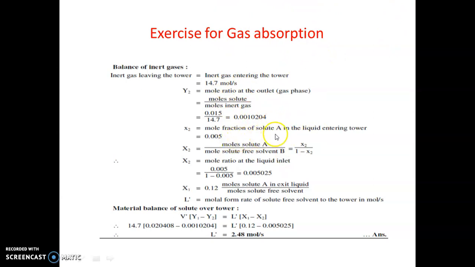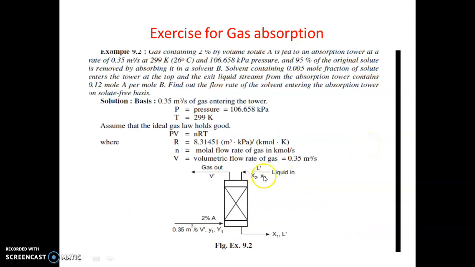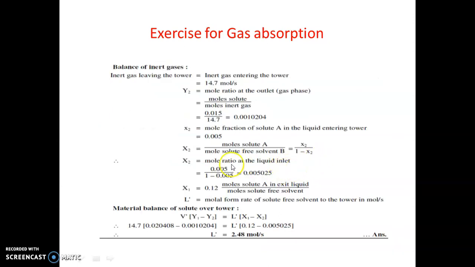X2, that means the mole fraction of solute A in the liquid entering the tower. That means from here, there is some A mixed with the solvent. So that we have to take into account. So this is the small x2. And from this small x2 we can calculate capital X2. That means the mole ratio. So x2 upon 1 minus x2 gives the value of capital X2. So you have to put the value of x2, this value here, and 1 minus this, we get this value. So here we are obtaining X2.